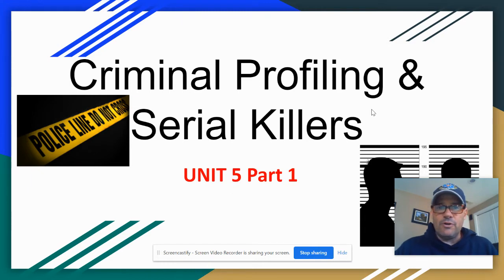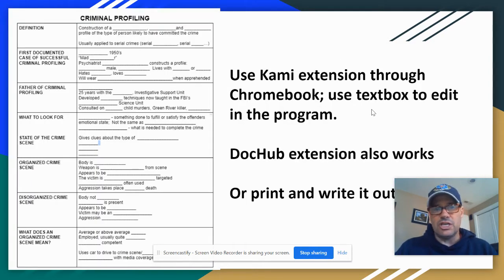All right, so first off, you've got a notes sheet that looks like this. It's actually 2 pages. It looks a little more intimidating than it really is. But remember, you can use the Cami extension through Chromebook and then use a text box to edit it. You can use Doc Hub, and that'll work as well. Or you can just print this out, take notes on it, and then upload it to Google Classroom.